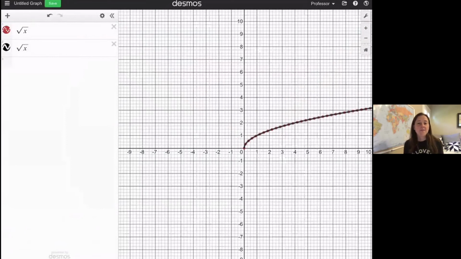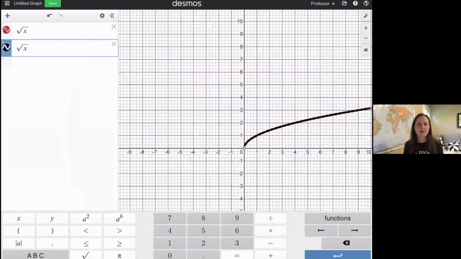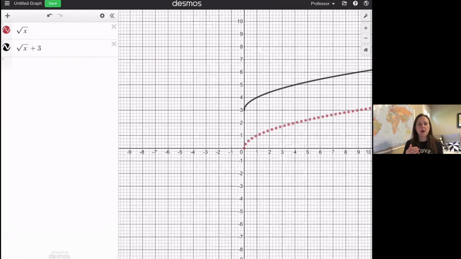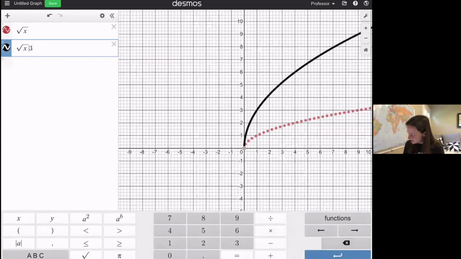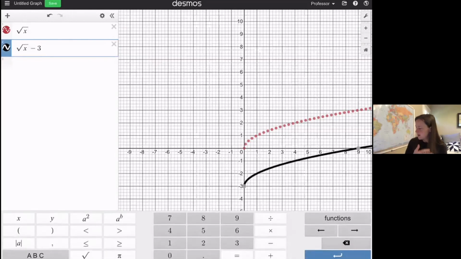Okay, so here I have this square root graphed. Just to get the point about inside and outside the function. If I add outside the function, let's add 3, it takes that square root graph and moves it up. Likewise, if I subtract 3, it moves it down 3 units. That's exactly what we expect. So again, we're doing that outside the function, outside the square root.